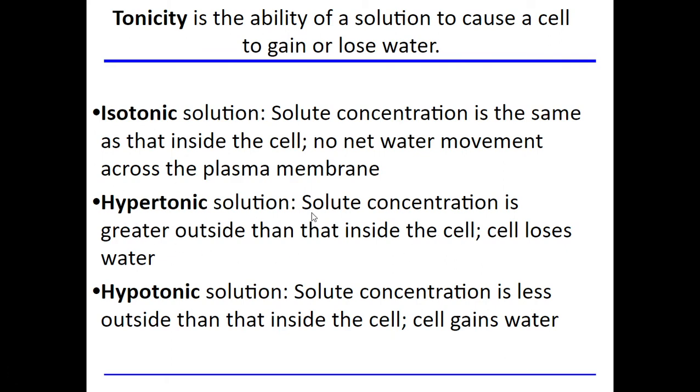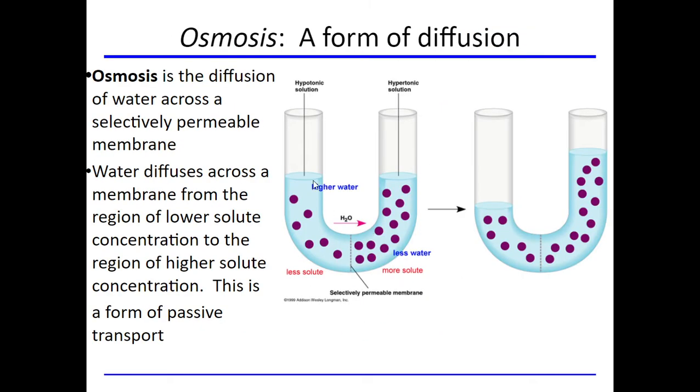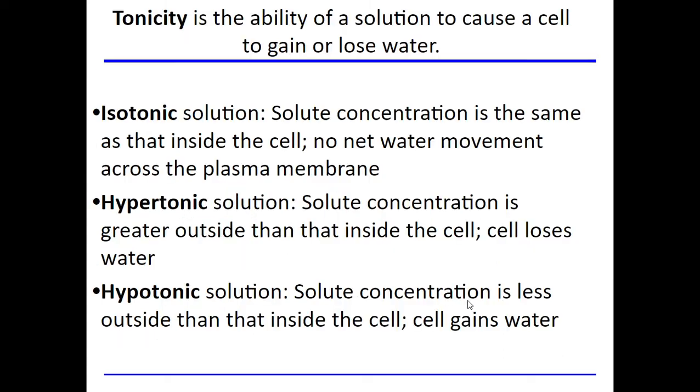Again, a hypertonic solution is when the solute concentration is greater outside, in the solution, than it is inside the cell, and so the cell will lose water to balance that out. The opposite is then our hypotonic. Hypo, again, low, like low blood pressure, hypotension. A hypotonic solution is a solution where its solute concentration is less than that of inside the cell.